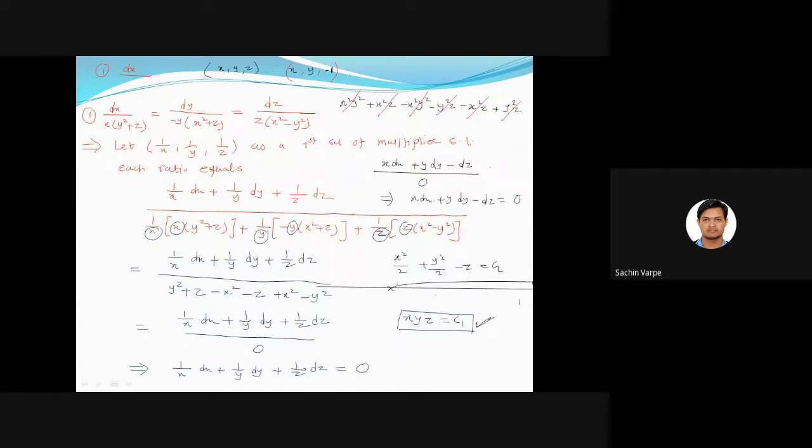So that is x square plus y square minus 2z is equal to c2, and that is completely independent of the first one. Is it okay? Is this clear to everyone? You can see that both are completely independent. So that gives the second solution.